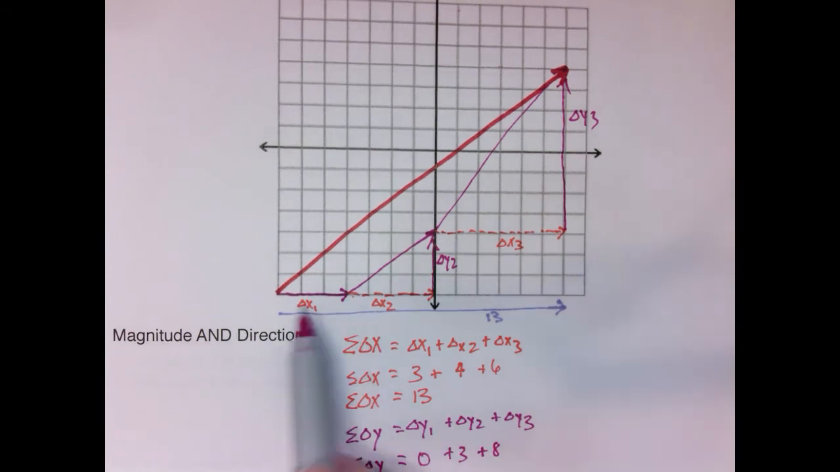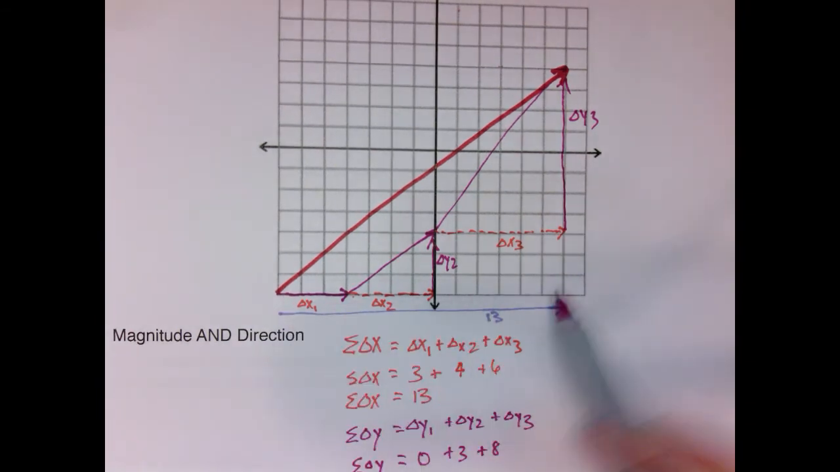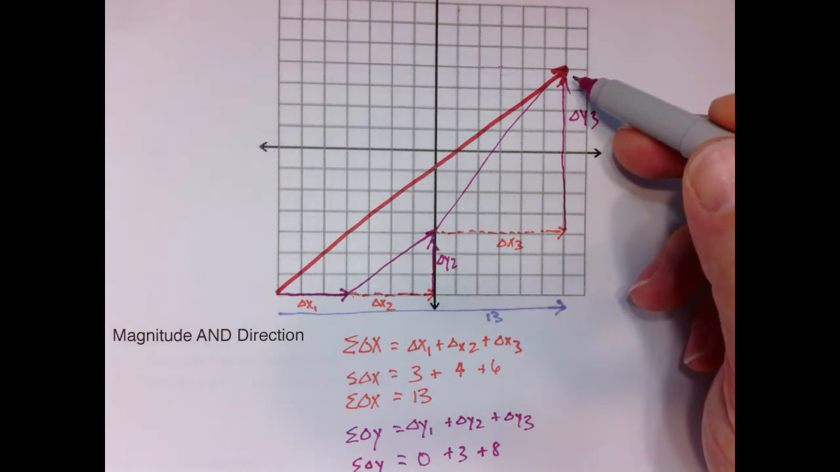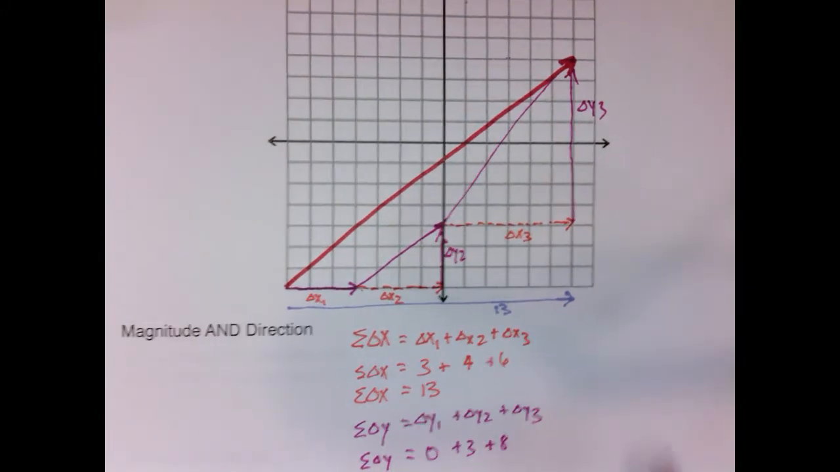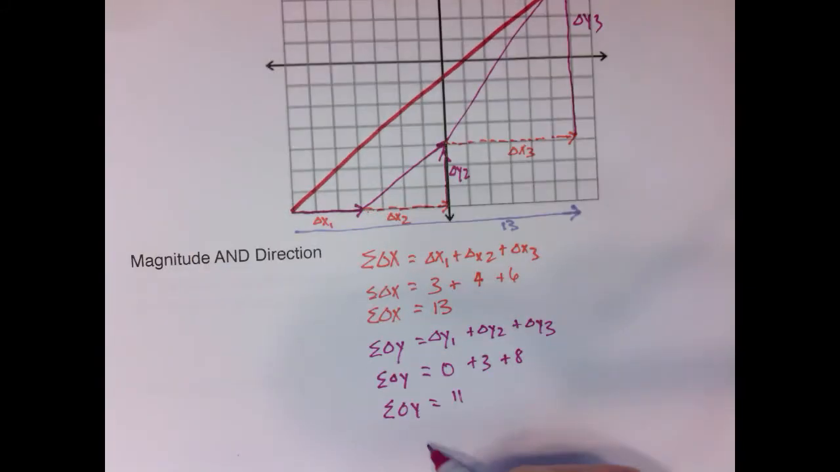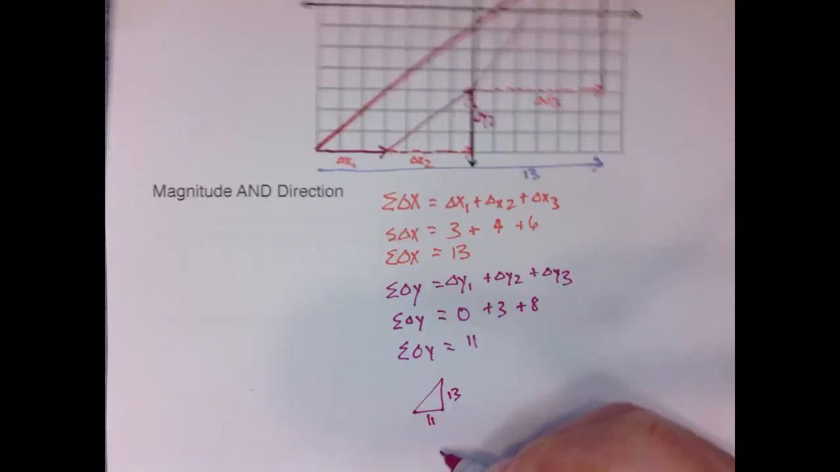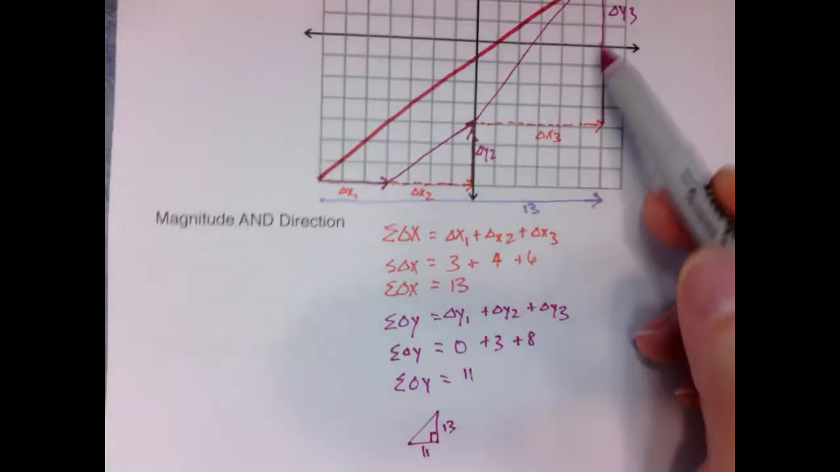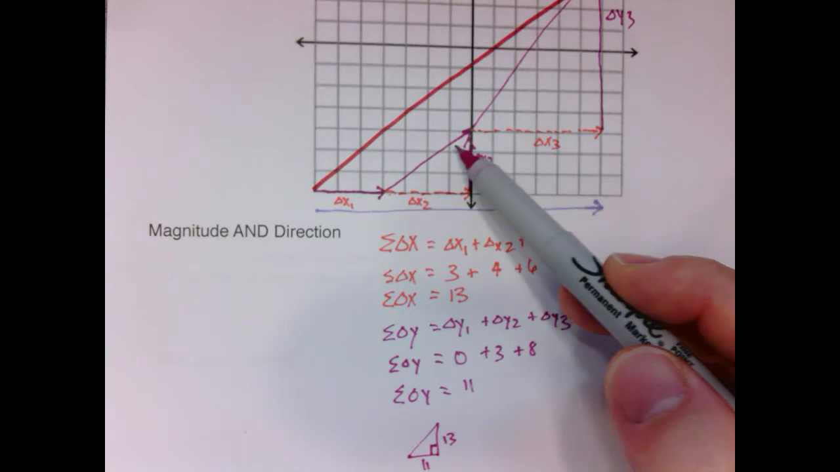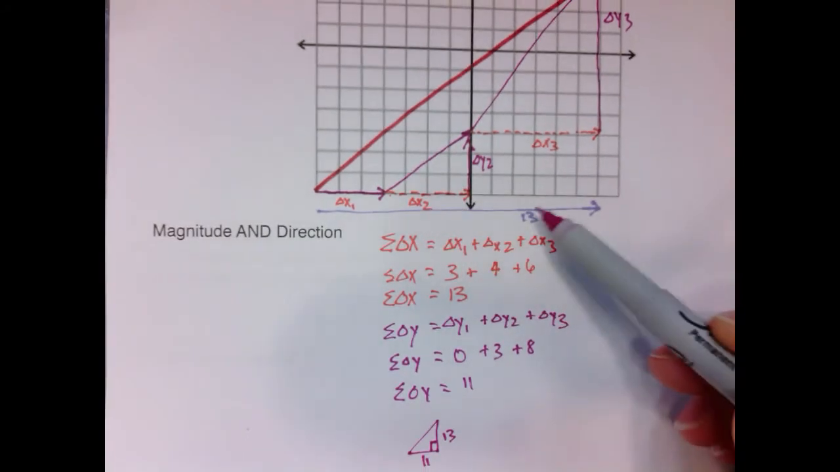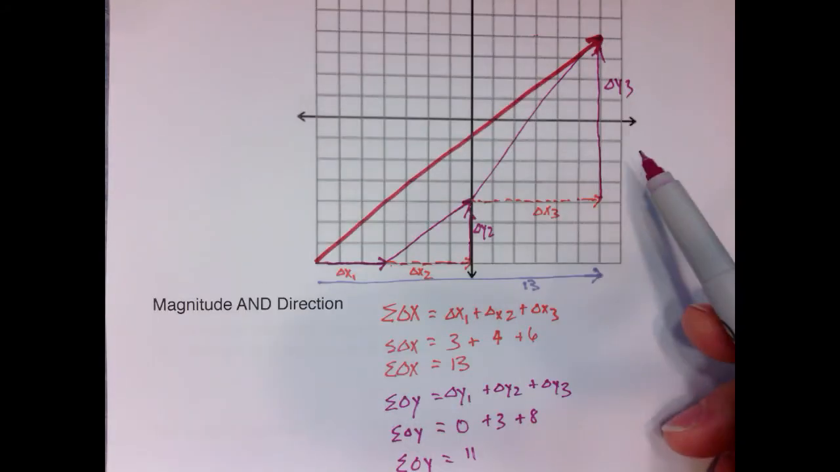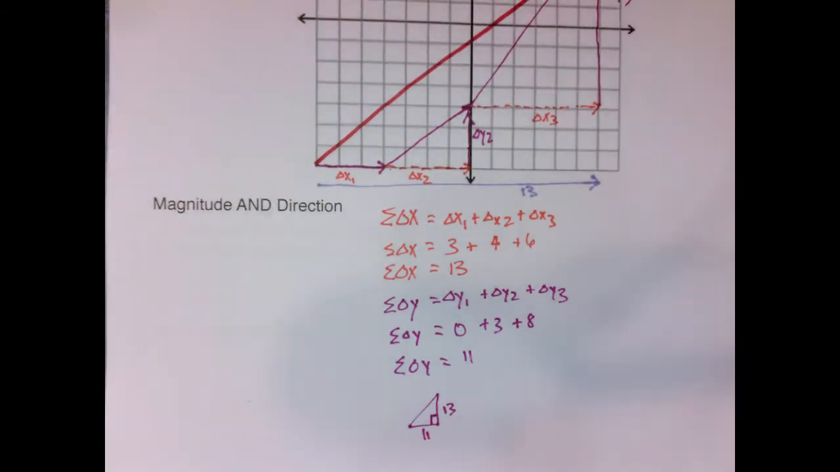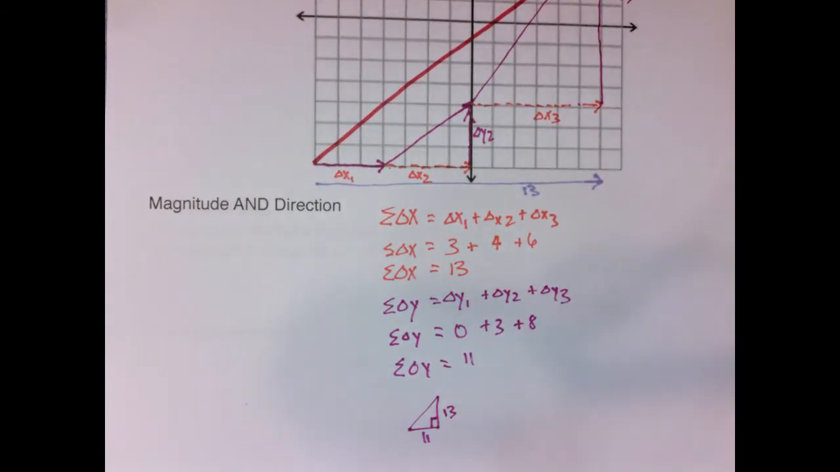What we end up with is the sum of the x's being 13, the sum of the y's being 11. So now it's a simple matter. We have a triangle like this, 11, 13. We have a right triangle. Now this is the value in being able to break vectors into their components, because you can just add their components to make one final big triangle, algebraically.